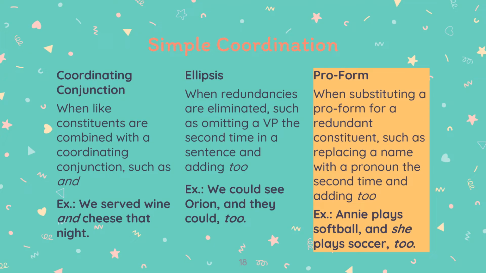The other kind of simple coordination is the proform. When substituting a proform for a redundant constituent, such as replacing a name with a pronoun the second time and adding too. Example, Annie plays softball and she plays soccer too. So changing the Annie to she and then adding that word too.